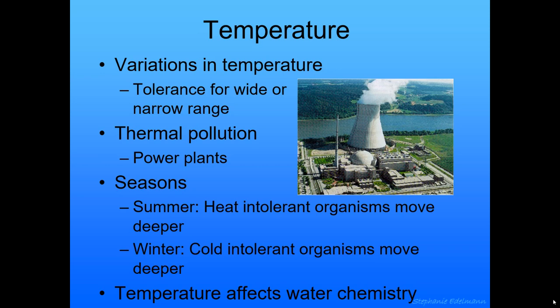There is thermal variation in water that is normal. So in the summer, the surface water tends to get hot, and so heat intolerant organisms move deeper. And in the winter, the surface water gets cold, so cold intolerant organisms move deeper. And you've probably all experienced this before when you jump into a lake or swim in a lake, where there's not much movement of the water, so there's not much exchange of the water.